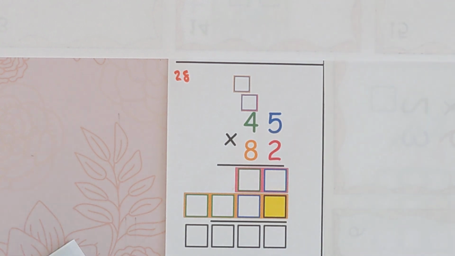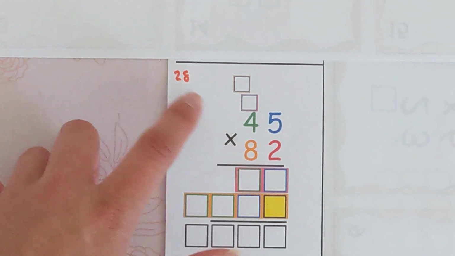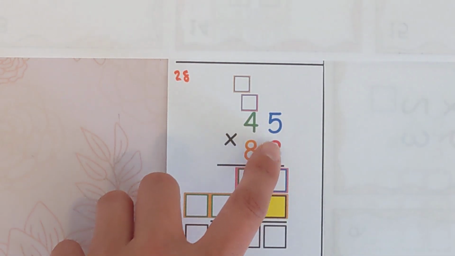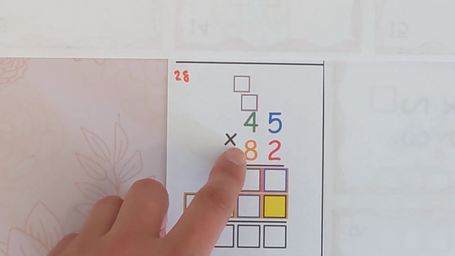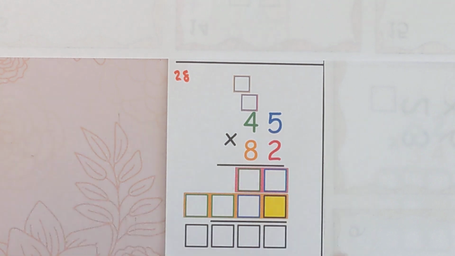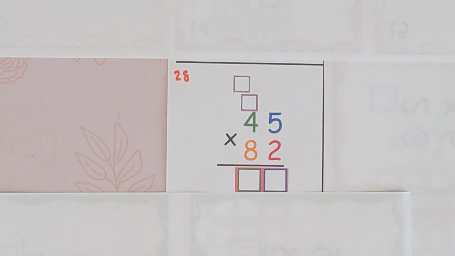What we are going to do is do the 2 against the 4 and the 5, and then the 8 against the 4 and the 5. So basically, we're doing 45 times 2, and then 45 times 8. But it's really not an 8, it's an 80, and that's why we stick the 0 in. Now, I like to cover this in case it feels overwhelming, just like that. So let's go ahead and get started.